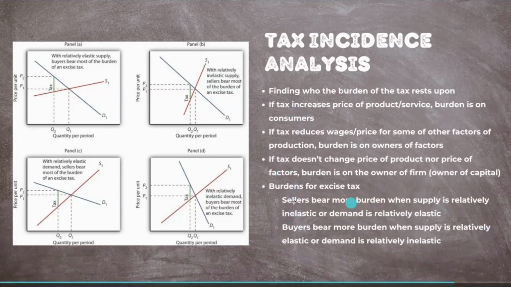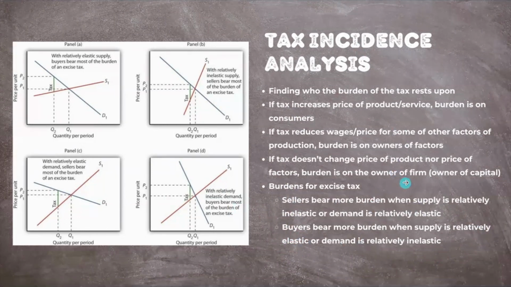And the complete opposite is true for buyers. So buyers bear more burden when supply is relatively elastic or when demand is relatively inelastic. You see that in panel A and panel D, where more of the tax is above the original price. So that means the consumer pays more.